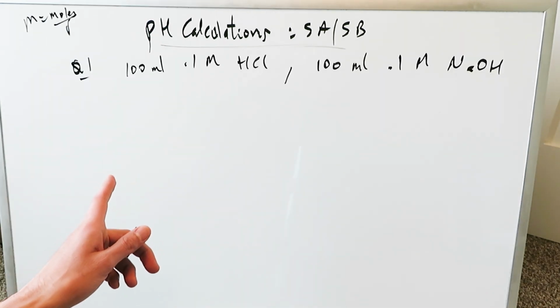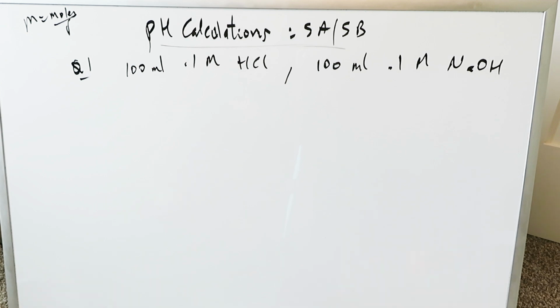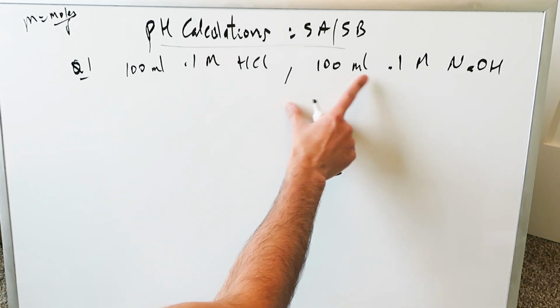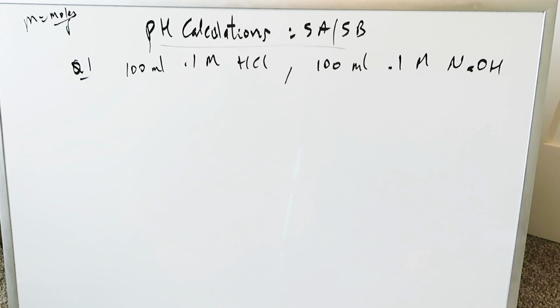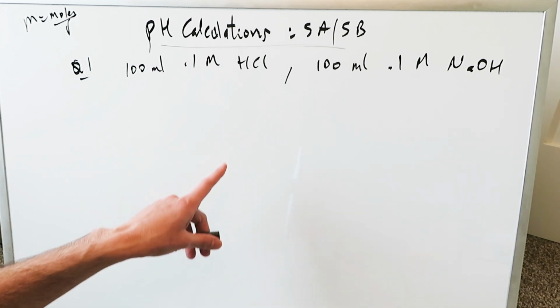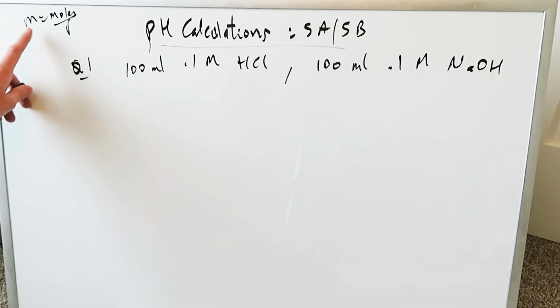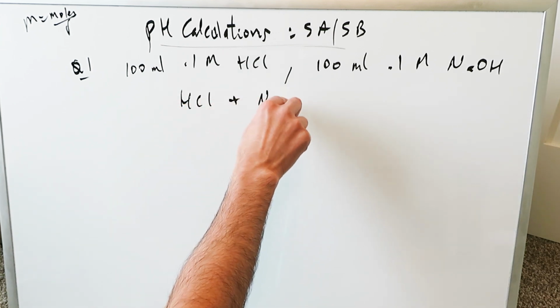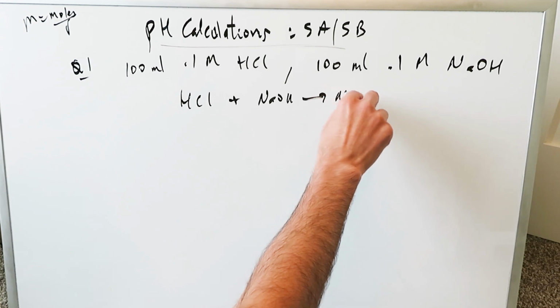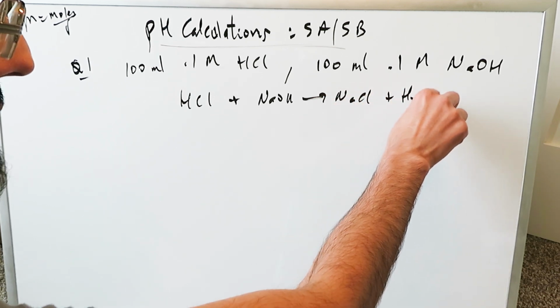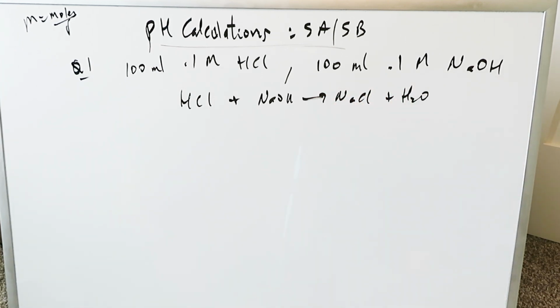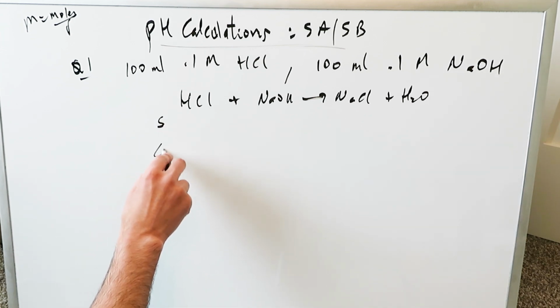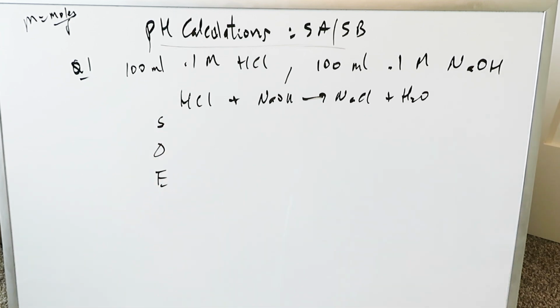Our first question is this: we have 100 milliliters of 0.1 molar hydrochloric acid and you're mixing it with 100 milliliters of 0.1 molar sodium hydroxide. You have strong acid, strong base. Always think about molarity is equal to moles over volume. You have a reaction that will be HCl plus NaOH to give you NaCl plus water, but you can do a net ionic reaction. We're not worrying about that because I'm showing you everything in a simplified manner without skipping anything, without doing any shortcuts.